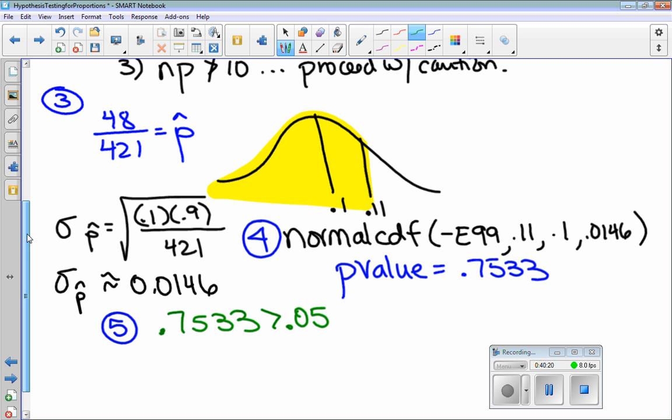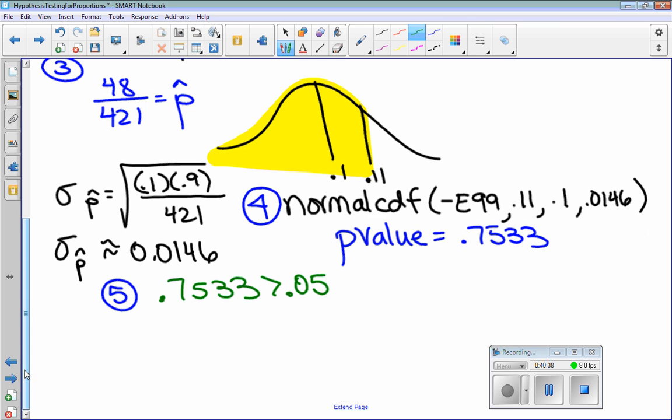I want to reject it, because I want to prove it wrong. But I can only do that if the probability is really small. Since the probability is really big, what am I doing? Nothing. I can't reject anything. Darn. So I fail to reject the null, which means in context, I do not have any evidence to suggest that they were wrong.